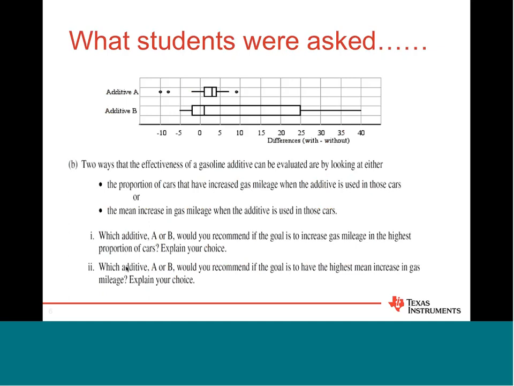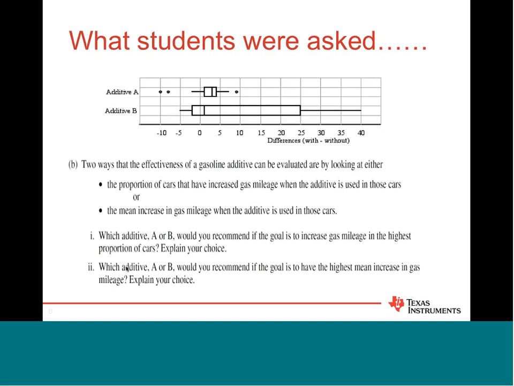So what were students asked? Students were given summary statistics, and Gail showed you some of those summary statistics when she used the Nspire and called up the one variable statistics. So students were expected to construct that graphical display that you see there. They were expected to label additive A and additive B. If students do not label their displays, they do get a deduction. So this is the model of what the display should have looked like. And that was part A.